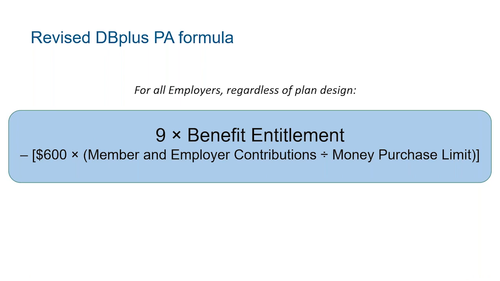Once you enter the proration factor in the formula, it looks like this. As you can see, all we are doing is multiplying the $600 PA offset by the proration factor, which is member and employer contributions divided by the money purchase limit.